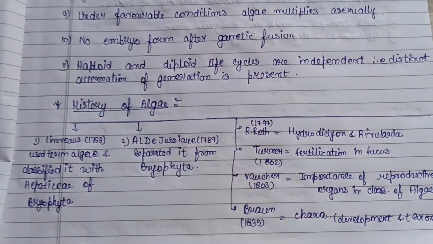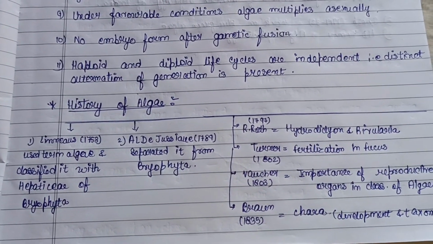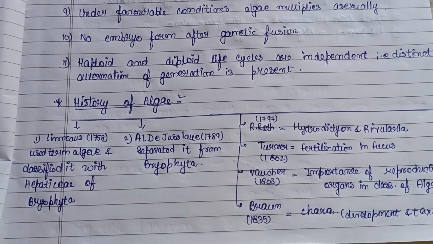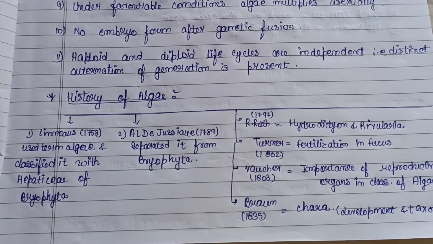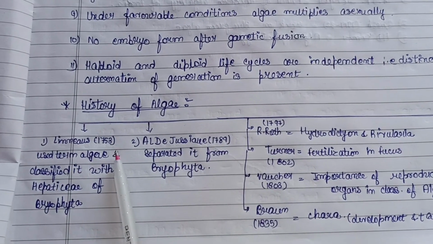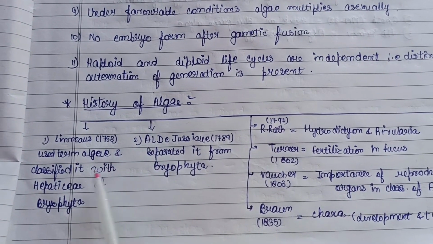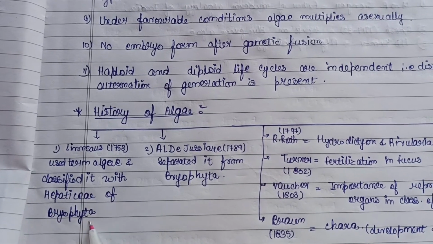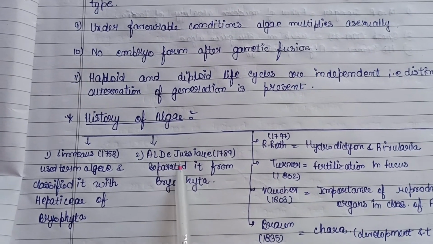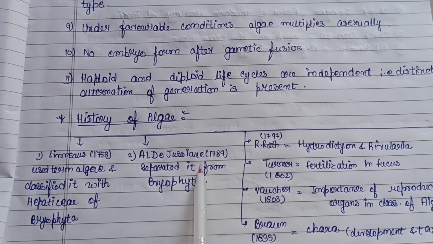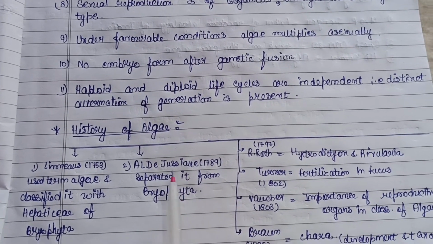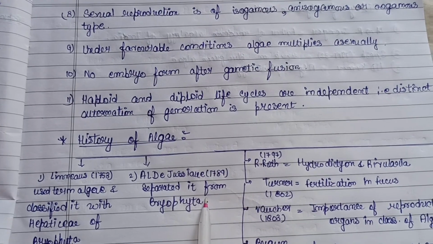So, history of algae. Algae was known since ancient times. People were aware of algae and how it should be used, but its name and characteristics were not very clear. First of all, in 1753, Linnaeus used the term algae and classified it with Hepaticae of the Bryophyta, that is, he put it under the Bryophyta category. Then A.L. de Jussieu in 1789 separated it from the Bryophyta, noting some characteristics that are different from Bryophyta.